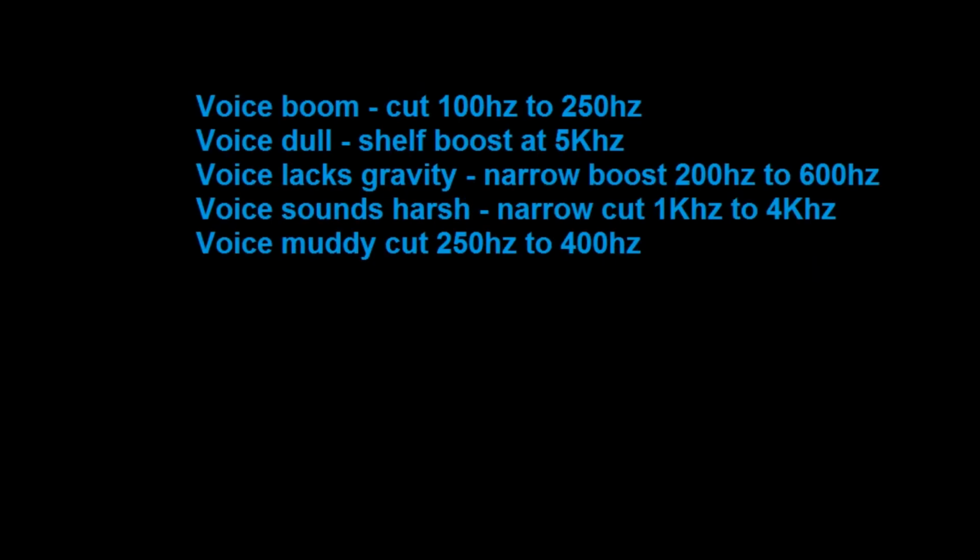Now, some general tips with regards to what you could do. Any voice boom you could cut somewhere between the 100 to 250 hertz range. If the voice is sounding a bit dull, you can put a shelf that raises everything over about 5 kilohertz. If the voice is lacking gravitas, a narrow boost somewhere in the range between 200 and 600 hertz can help. If the voice is sounding really harsh, you can find where that harsh sound is. It should be lying between about 1 kilohertz and 4 kilohertz, and pull that down just a little bit. If the voice is sounding muddy, a cut at between 250 and 400 hertz can really help with that.